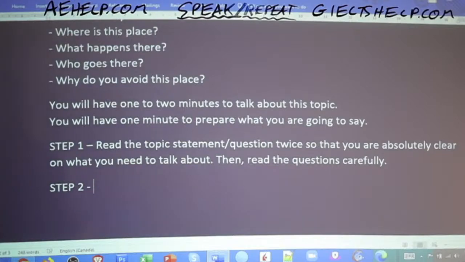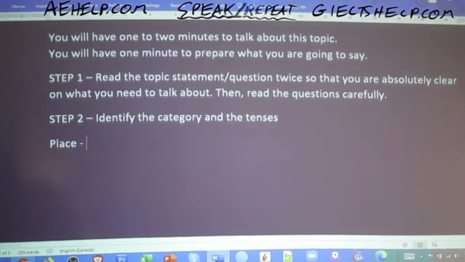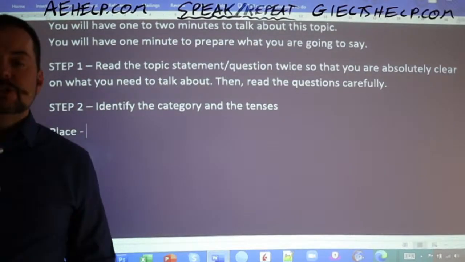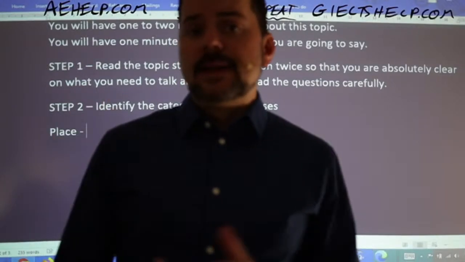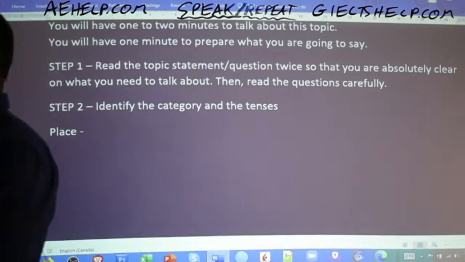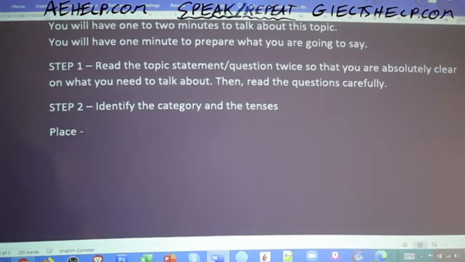Okay. So, step 2 is identify the category and the tenses. Okay, so here the category is place. And when you talk about a place, what should you include in your speech in order for your listener to clearly understand that place? So, it says it is a place. Yeah. And when you talk about a place, what should you include? Okay.